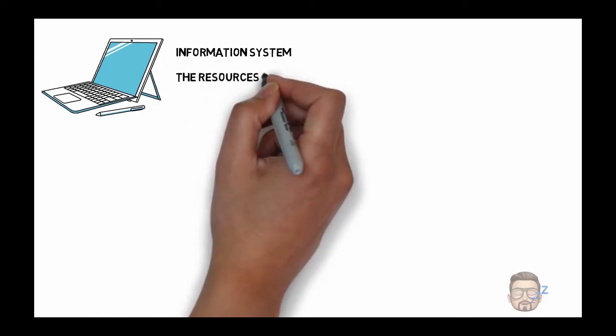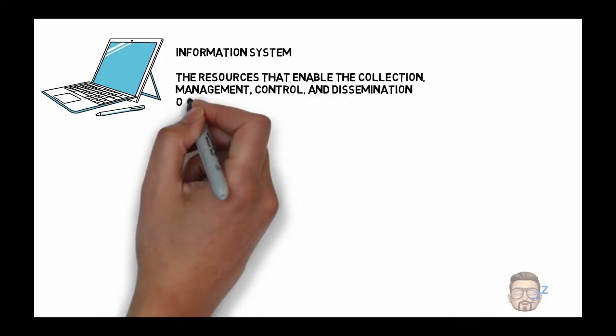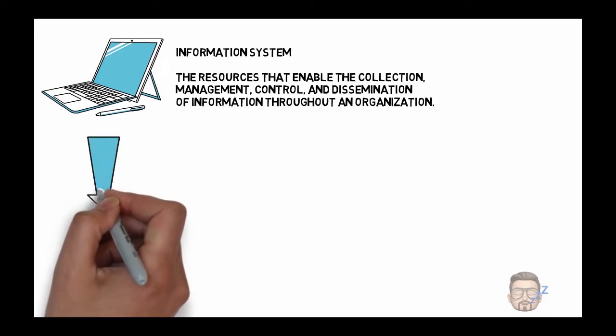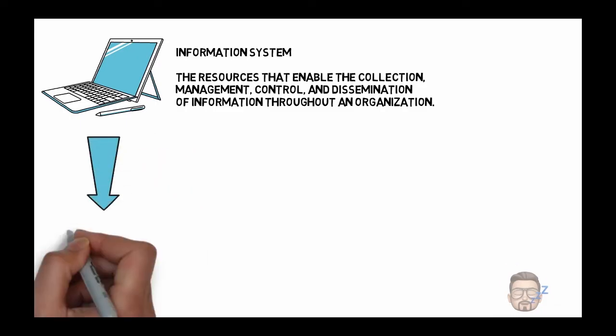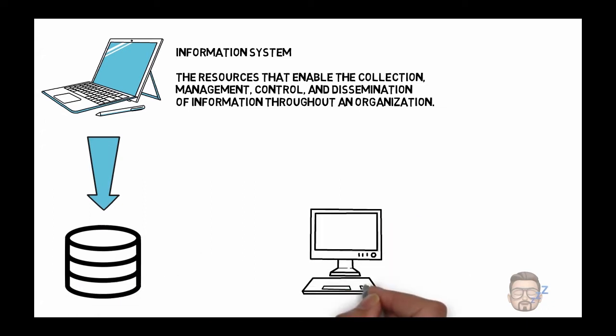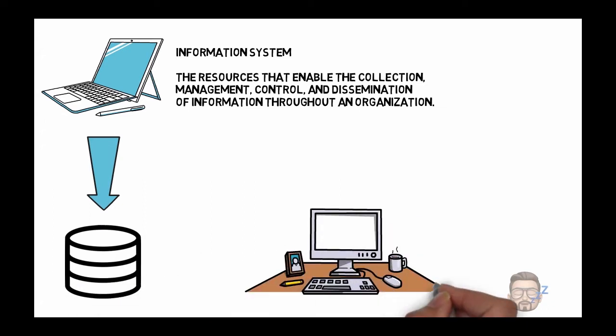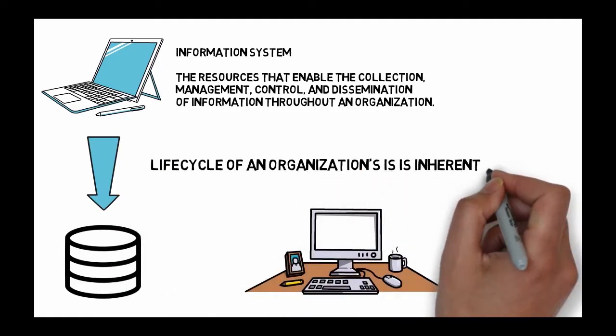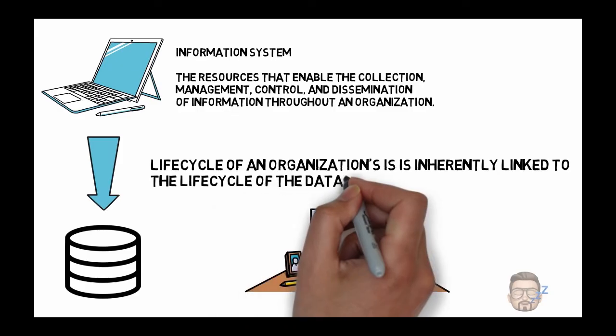Information system is the resources that enable the collection, management, control and dissemination of information throughout an organization. Database is a fundamental component of an information system. Life cycle of an organization's information system is inherently linked to the life cycle of the database system that supports it.